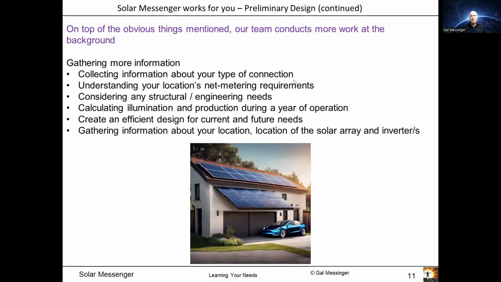For example, the type of connection you have. We need to know the amperage and the power connection you have to the electric company, and understand the metering agreement we can do with our electrical supplier. Usually, I would say over 99% of the time, it will be net metering, because that's the law in Ontario. If you live in another area in the world or in Canada, we have to assess that. We also consider any structural engineering according to the roof you have. Sometimes people install on the ground, which is a bit easier to calculate because we just need to put our base there and that's it.